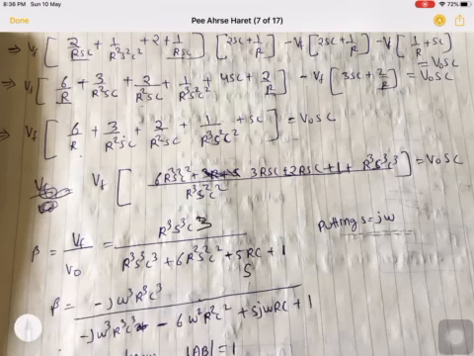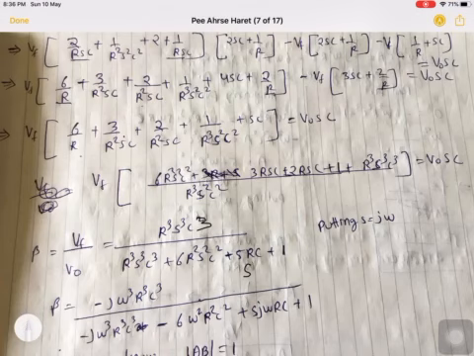Now putting S equals j omega in the whole equation, because we need to find out the frequency. If there is an oscillator, we need to find out the frequency of oscillation. So putting S equals j omega, it becomes minus j omega cube R cube C cube upon minus j omega cube R cube C cube minus 6 omega square R square C square plus 5 j omega RC plus 1. Now this is beta.